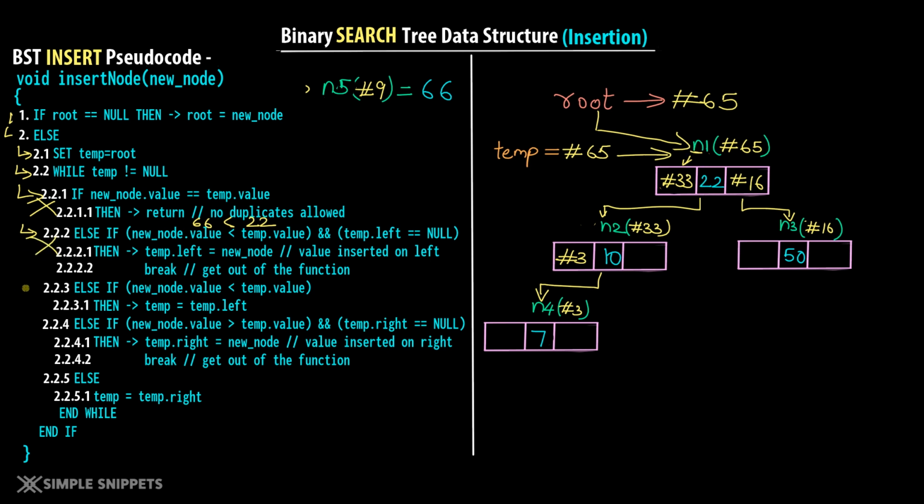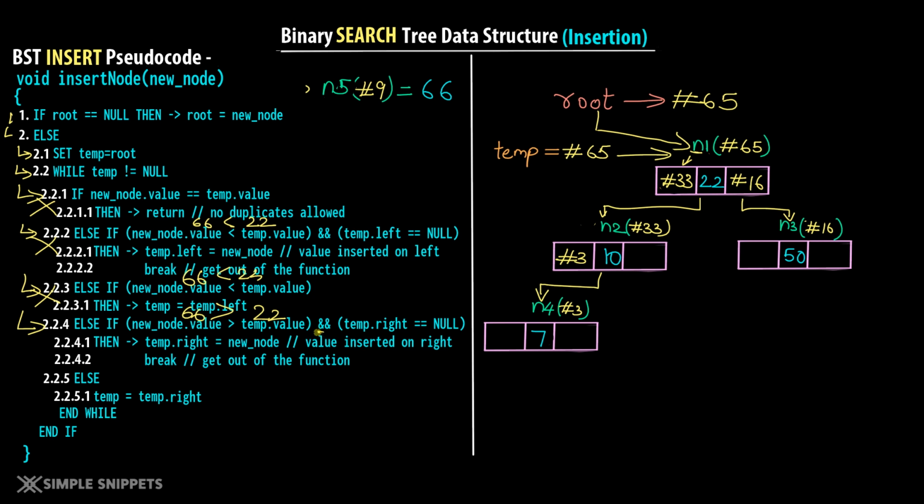So this will not be executed. We will come over here, again check the same condition. Is 66 less than 22? No. So this will not be executed. We will come over here, and here we will check new node.value, which is 66, that is n5's value. Is it greater than temp.value? What is temp? Temp is currently pointing to 22. Yes. So 66 is greater than 22.